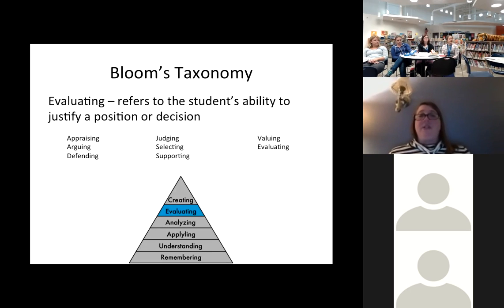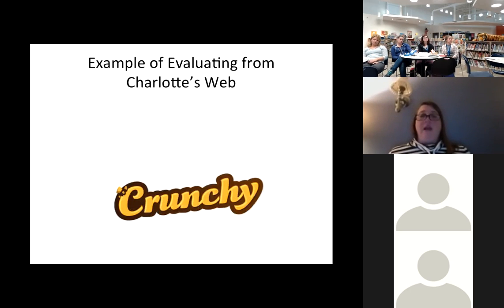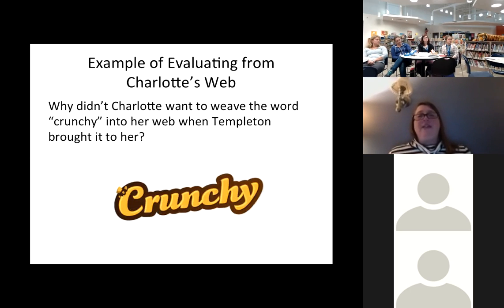Evaluating refers to the student's ability to justify a position or a decision. So at some point, Charlotte needs a new word, and she sends Templeton out to find a new word to describe Wilbur, and he comes back with the word crunchy. So evaluating might be, why didn't Charlotte want to weave the word crunchy into her web? Any thoughts? Wilbur was actually trying to avoid being eaten. And so to put the word crunchy in the web might have made them think, maybe we do want to eat him. So that's why Charlotte rejected it. So that might be a task for evaluating.